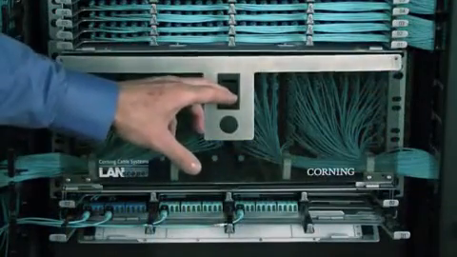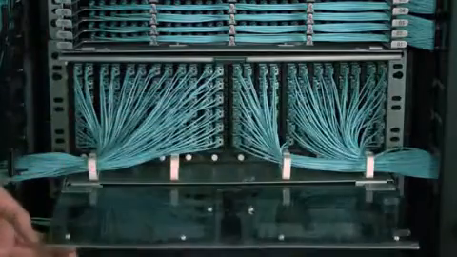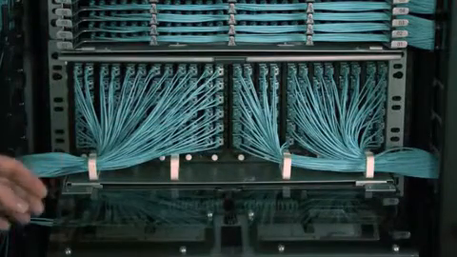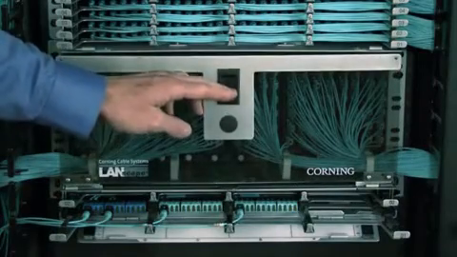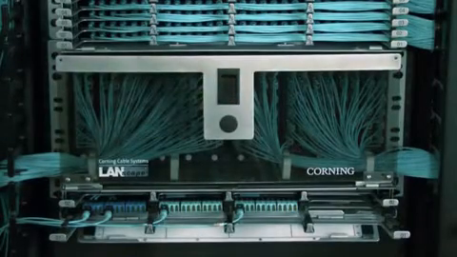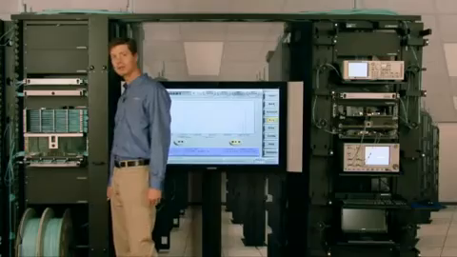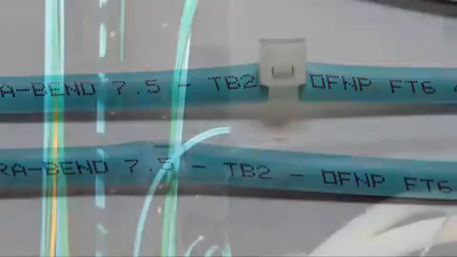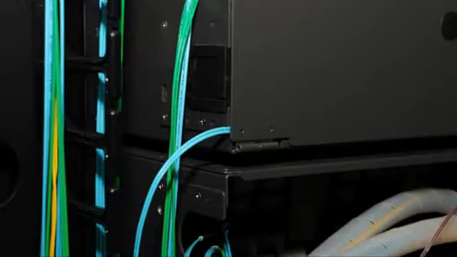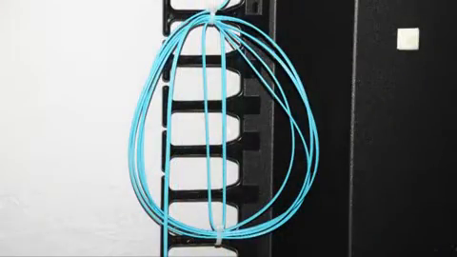Other places where macro bending can occur is if a cable is pinched tightly in a routing guide, caught in a door, or pinched tightly in a tie wrap. So it's these kind of common macro bending events that ClearCurve can really help mitigate. They're also very difficult to diagnose and troubleshoot, and it can lead to significant downtime.